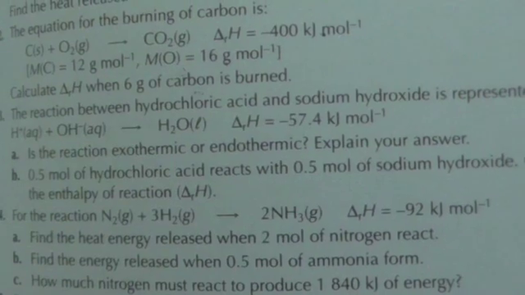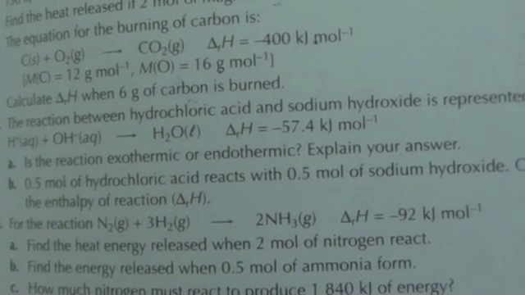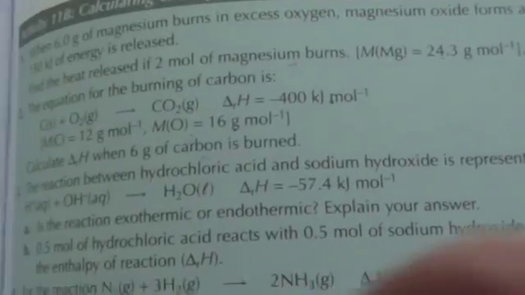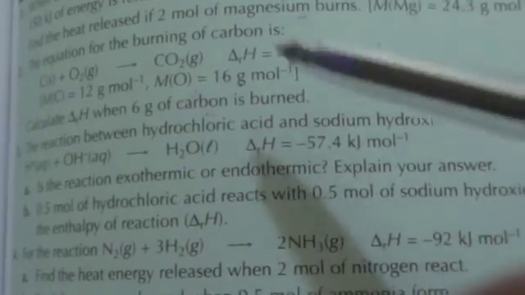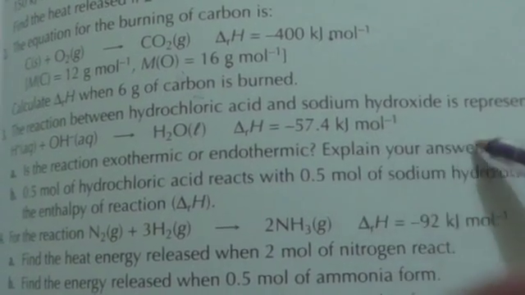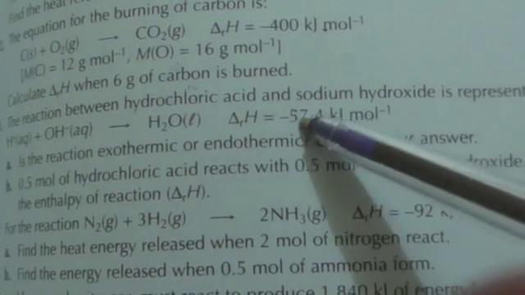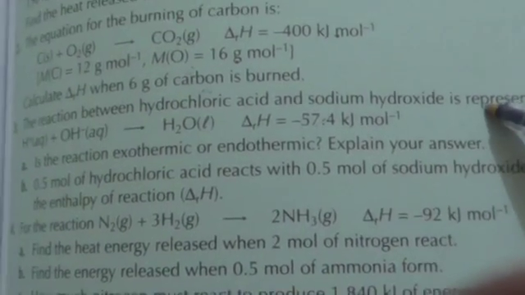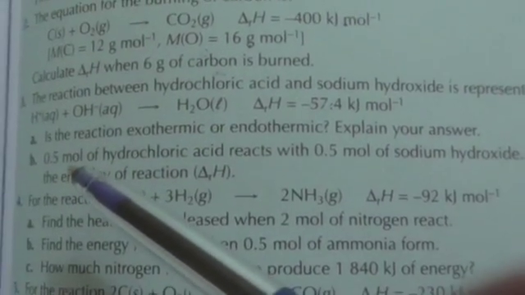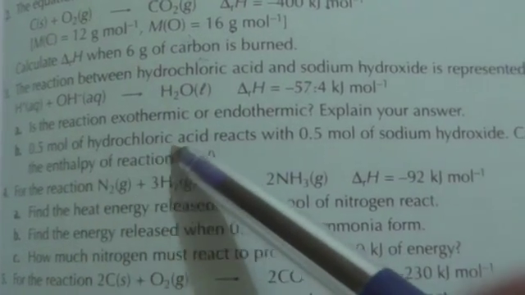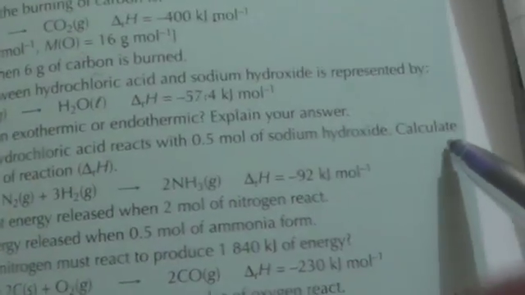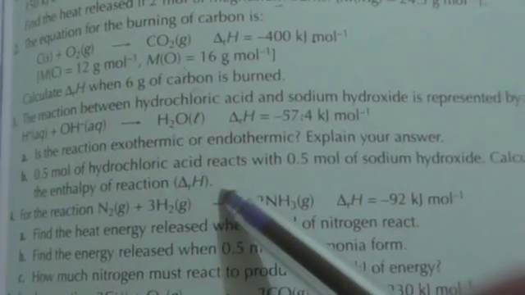The first one says, is this reaction exothermic or endothermic? Now, just by looking at the sign that they've given for delta H, because delta H is negative, I know this is an exothermic reaction. And I explain my answer in that way, saying delta H is negative and hence this is an exothermic reaction. Now, the next part of the question is interesting. It says 0.5 moles of hydrochloric acid reacts with 0.5 mole of sodium hydroxide. Calculate the enthalpy change of the reaction.